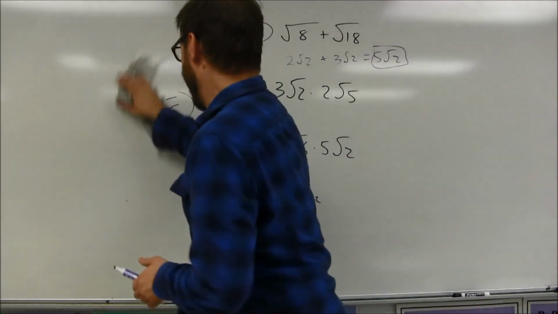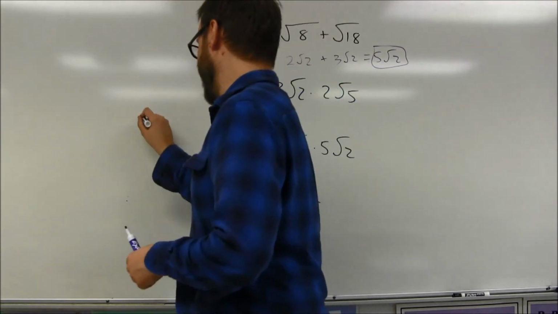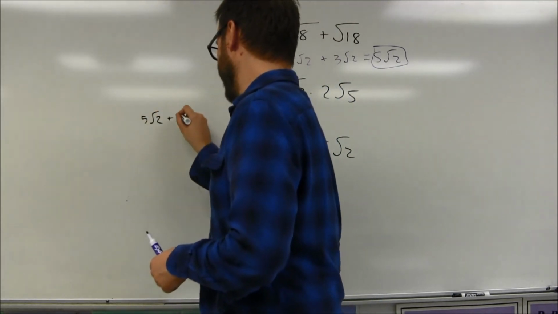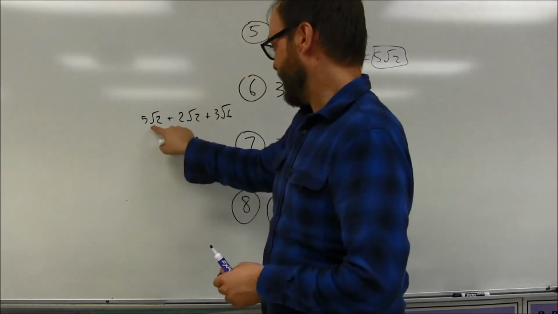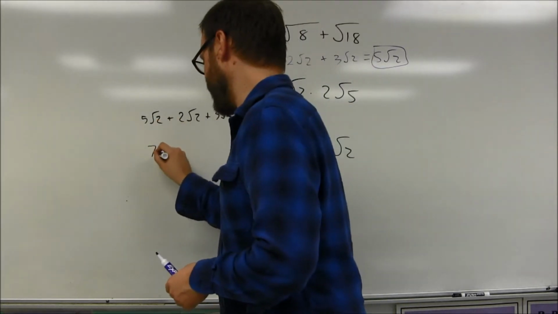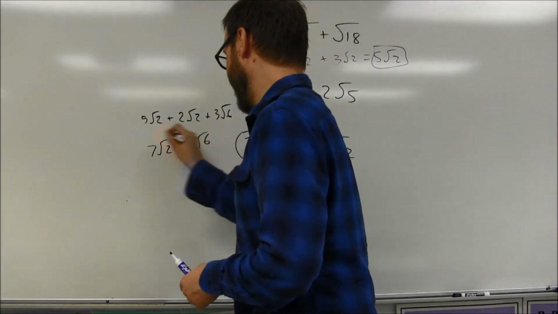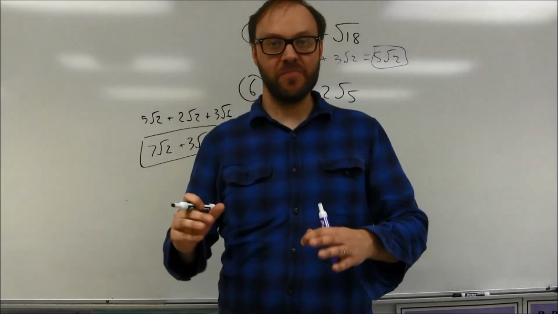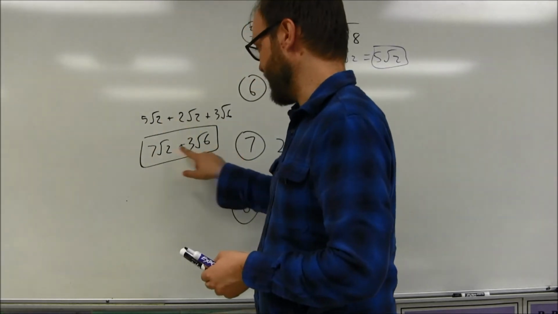Now, if you have different radicals, you can only add like terms. So if I have 5 radical 2, and I have 2 radical 2, and I have 3 radical 6, I have a total of 7 square roots of 2, and then separately I have some square roots of 6. Okay? May not look super simplified to you, but that's as far as that's going to simplify. All right? You can't add the square root of 6 and the square root of 2.